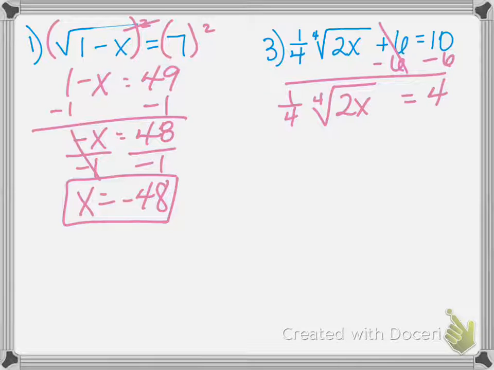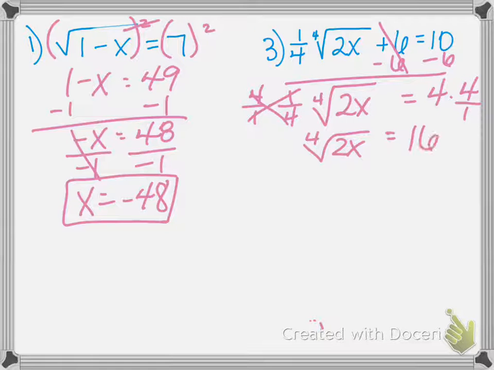Next step is to get rid of any other numbers outside of the radical that are going to be multiplying. In this particular case, we have times 1/4, and to get rid of that, we are going to multiply by the reciprocal, which is 4/1. So this ends up canceling with what I'm multiplying by, and I am left with the 4th root of 2x equals, 4 times 4 is 16.